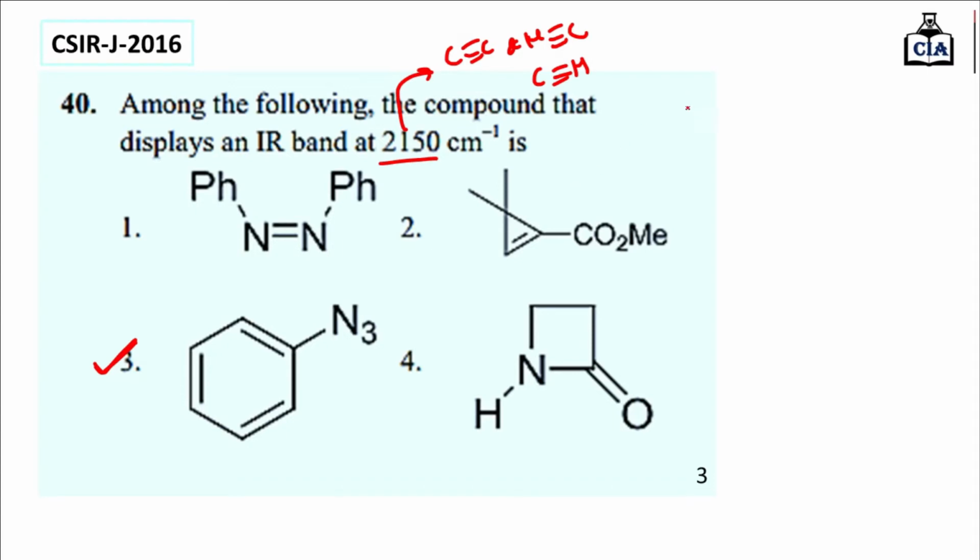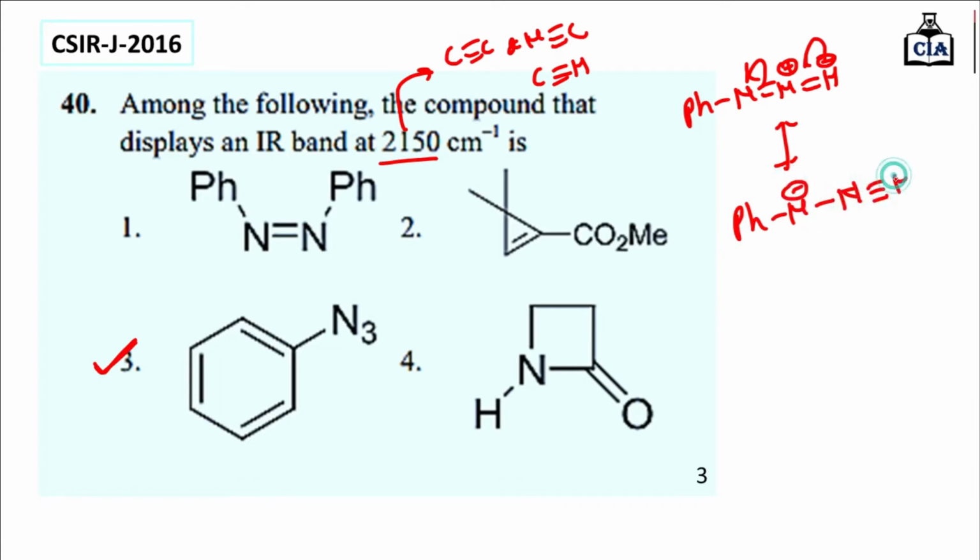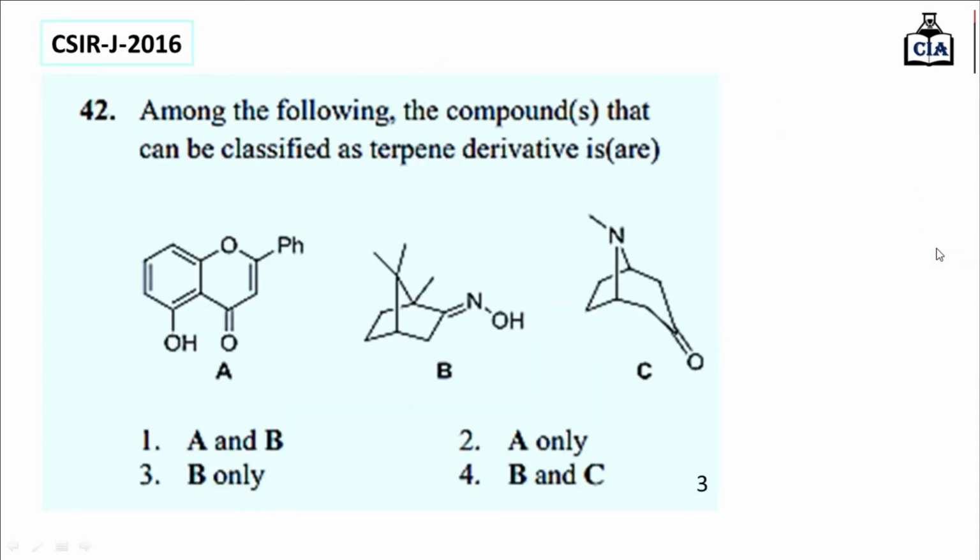Okay, the resonating structure of compound 3 is as follows: here is the negative charge on nitrogen, then nitrogen-nitrogen triple bond, here is a positive charge. So due to this nitrogen-nitrogen triple bond, this compound third will show IR absorption at 2115 cm inverse.